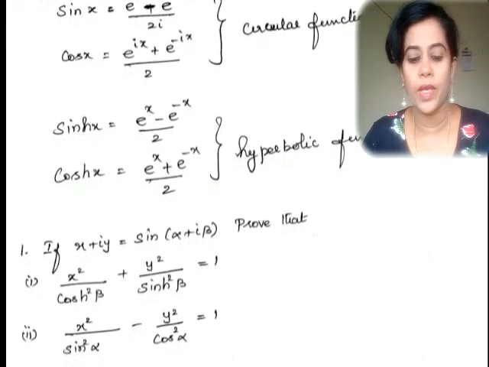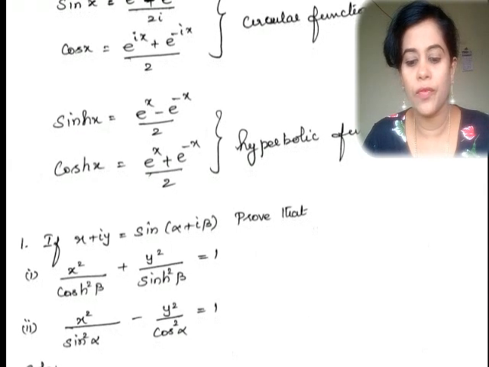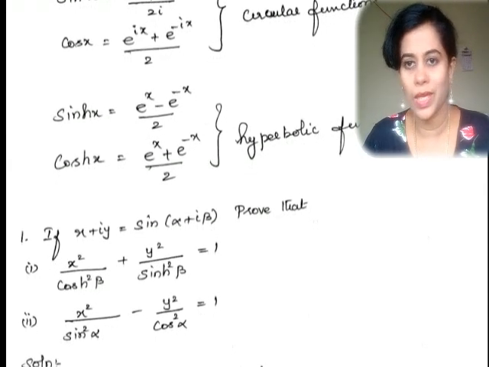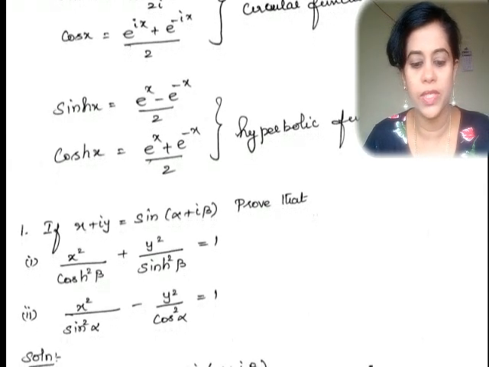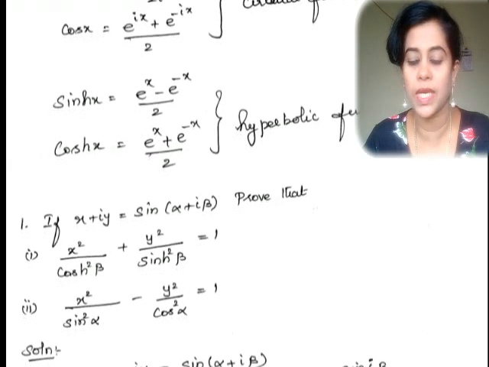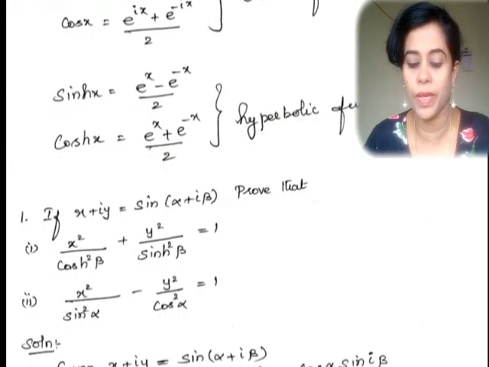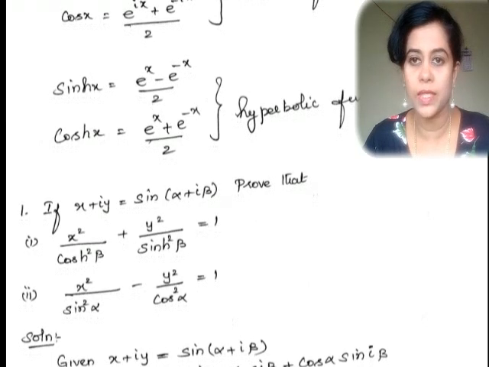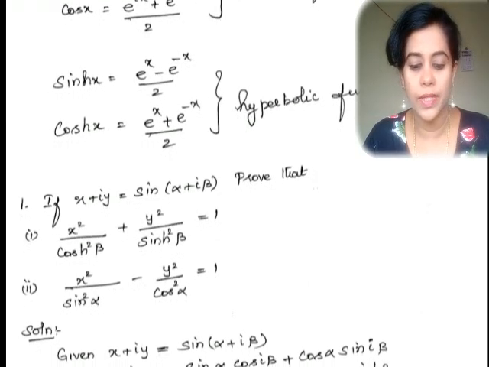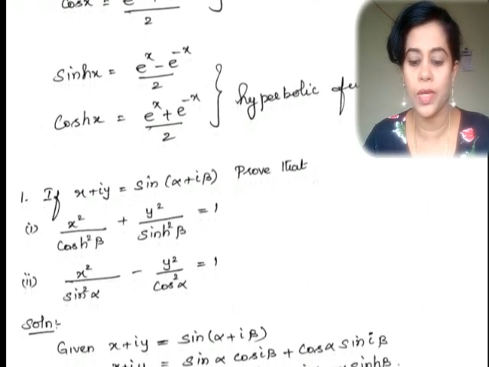The first problem. If x plus iy is equal to sine of alpha plus i beta, prove that, in two subdivisions, the first is x squared by cos h squared beta plus y squared by sin h squared beta equal to 1, and the second is x squared by sin squared alpha minus y squared by cos squared alpha equal to 1.